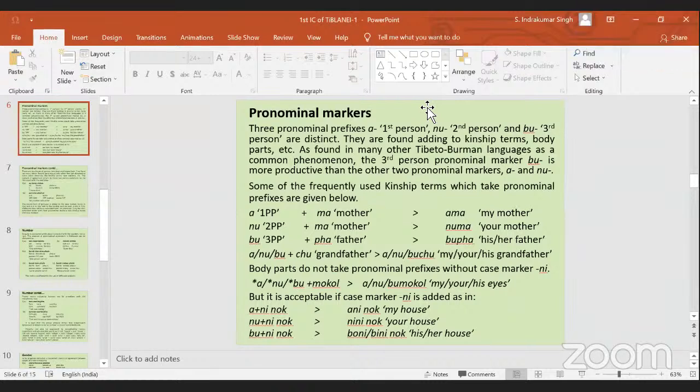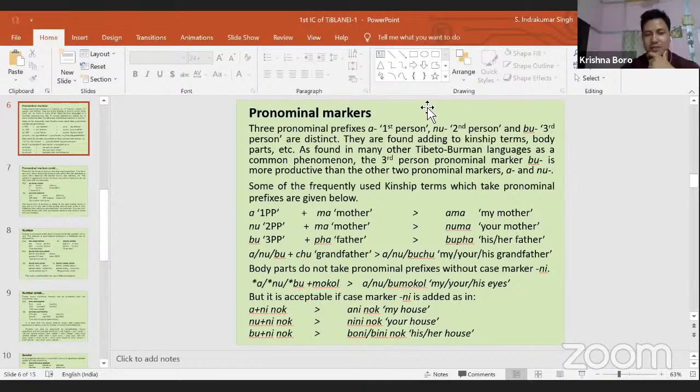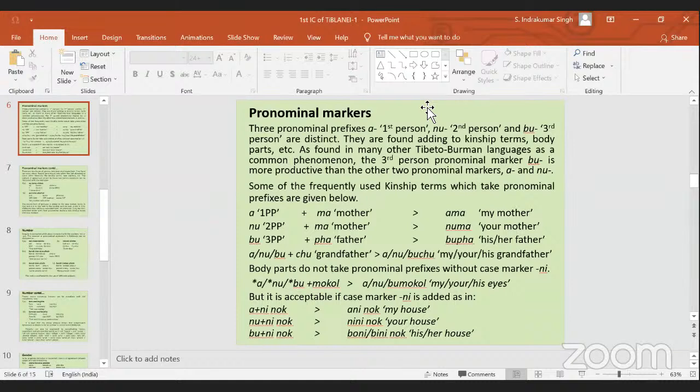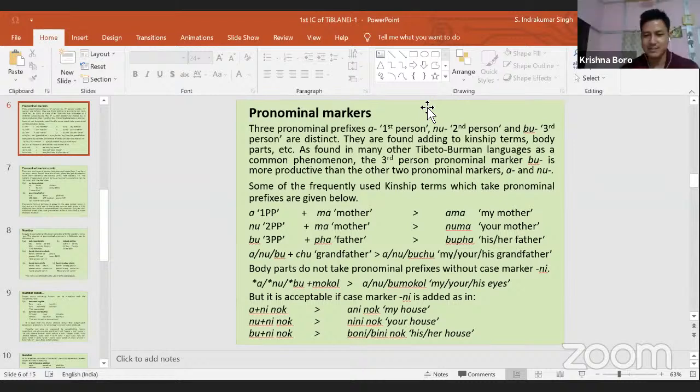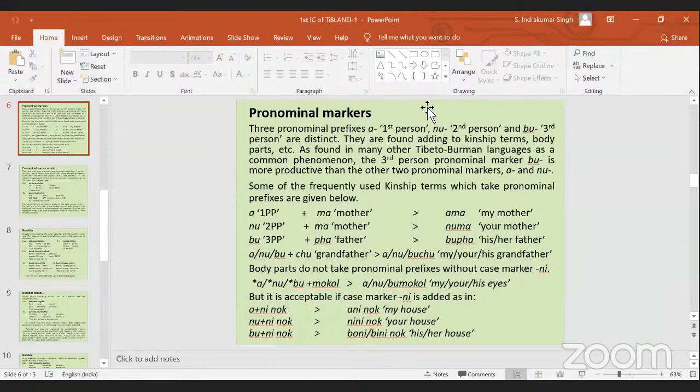So I understand the double genitive. I understand the Amma, Numa, like my mother and your mother. But the other form where he's saying Ani Amma also means my mother. Yes. Okay, that is interesting.